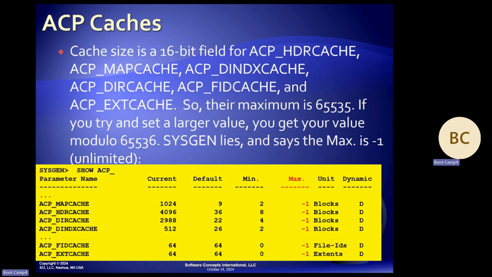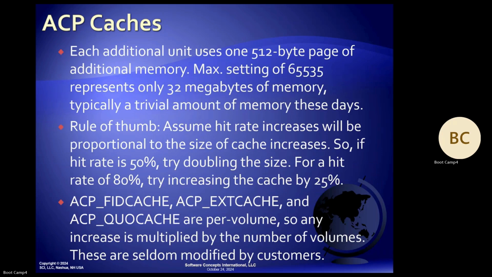On your math, it could be 1, that's right. But you wouldn't likely set it at 65,537. But yeah, that's the worst case. Usually you set it to something like 80,000, which is a small, 15,000 per month. Each additional unit of ACP cache uses one 512-byte page of additional memory.